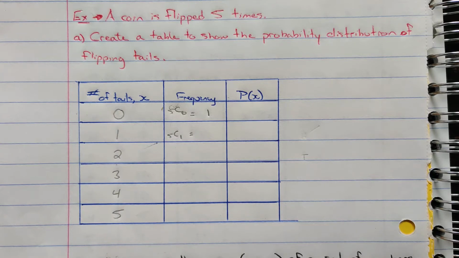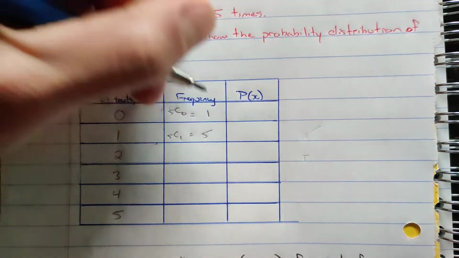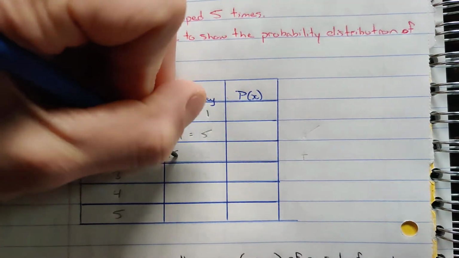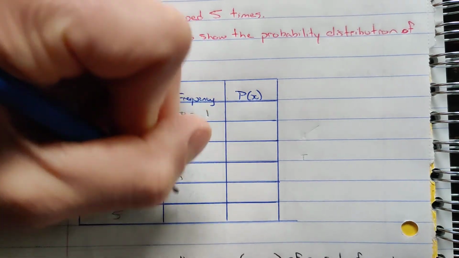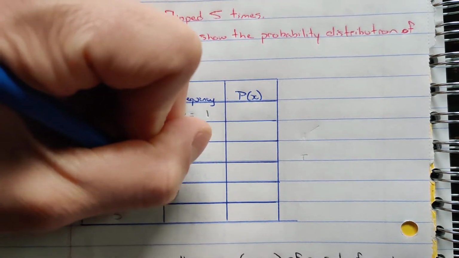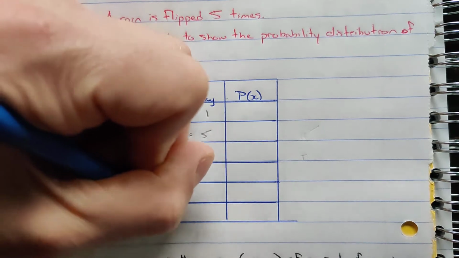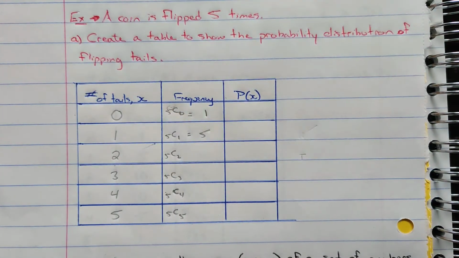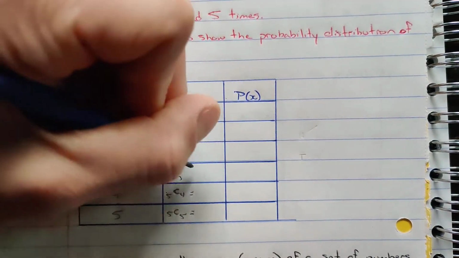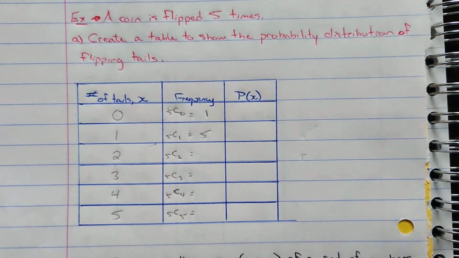So which of those 5 flips is going to be the one tail? So that's going to be 5. You could have 5 choose 2, 5 choose 3, 5 choose 4, and 5 choose 5 as all our different cases, to cover all our cases. So this will give us our theoretical frequency.